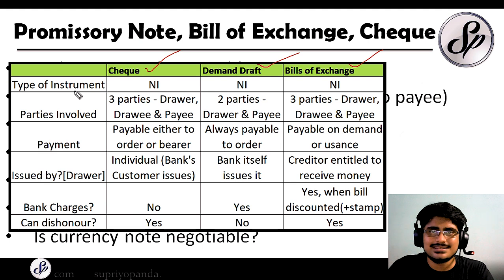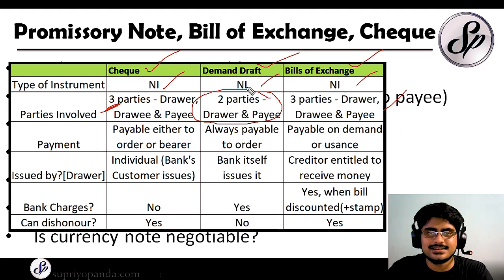Now what are these instruments? So these are negotiable instruments, all three of them. The parties involved, we just discussed about the check. The check has three parties, the drawer, drawee and payee. Same thing goes for the bill of exchange as well. And the demand draft, it has two parties. So you have the drawer and you have the payee. So the drawer of the DD is the person who creates it, and the payee is the person who is going to get the money.